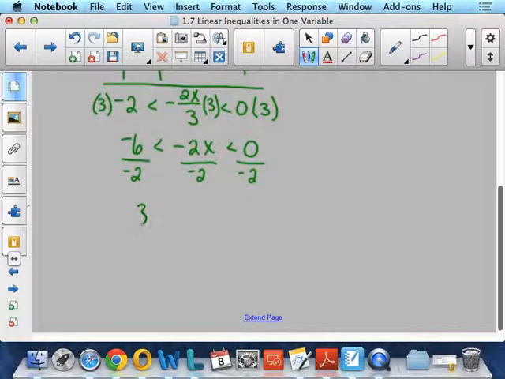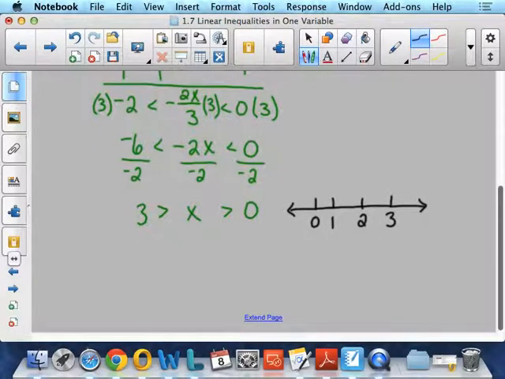Now I have positive 3. Remember, anytime you divide by a negative, you switch the sign. So greater than x, greater than 0. So since I divided everything by a negative, I flipped the signs. So now my inequality is simplified and I can graph. They're not less or greater than or equal to signs, so it's going to be an open circle on 0 and on 3, and x is in between the two.